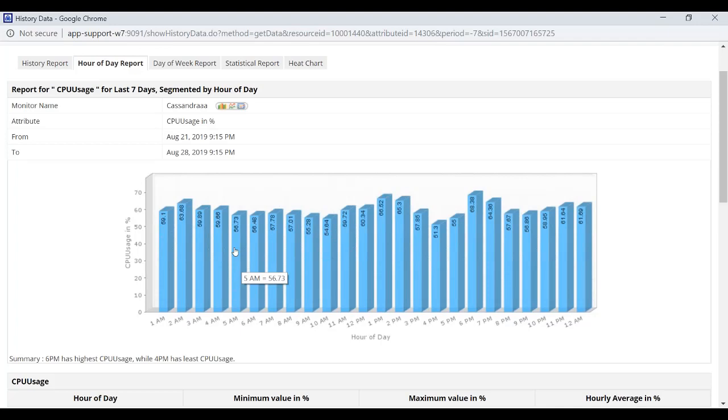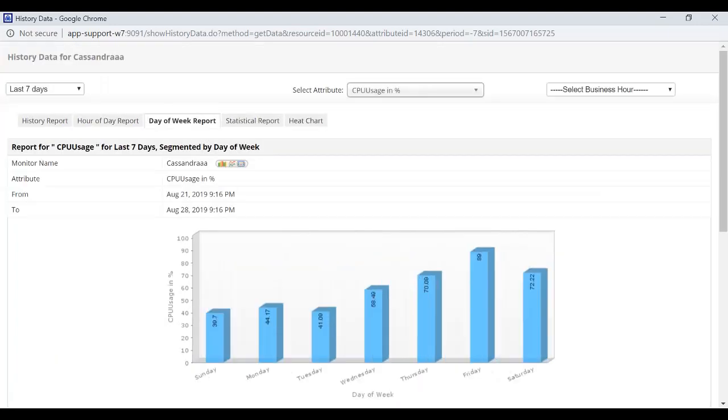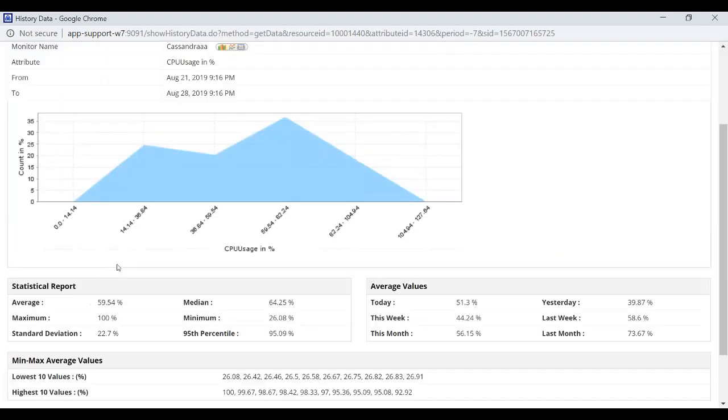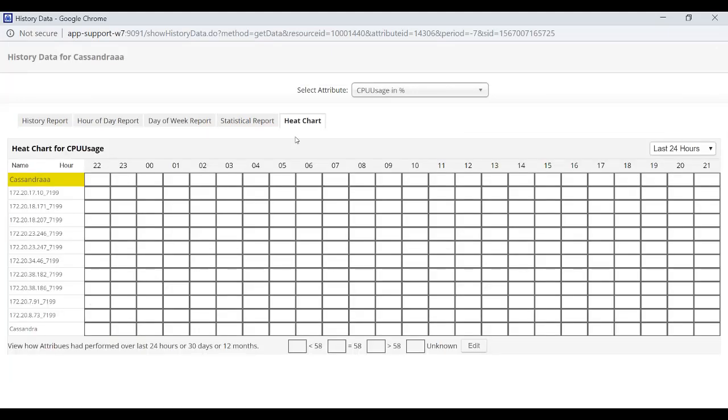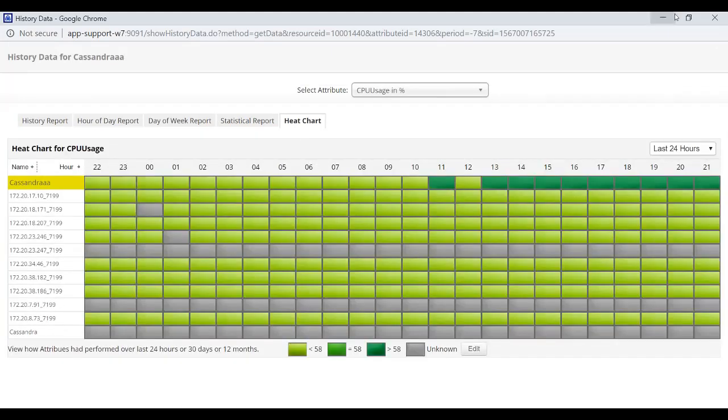Day of the week, the statistical report, and finally the heat chart can be seen here. So that is the trend analysis report.